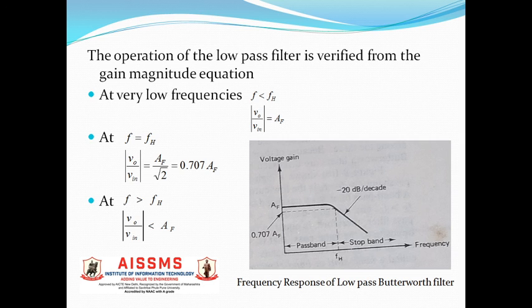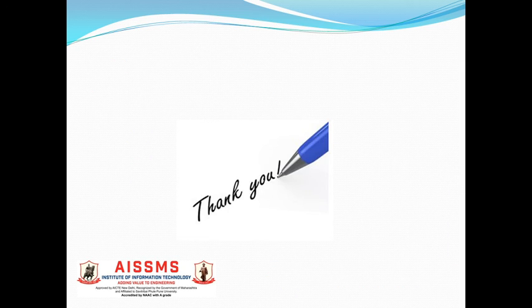Then at F equal to FH, the gain is 0.707 AF. And as the frequency becomes greater than FH, the gain of the filter circuit starts decreasing. That is why it is called the stop band. All frequencies below FH are going to pass through the circuit, so it is called a low pass filter. This frequency also has different names: minus 3 dB frequency, break frequency, or corner frequency. So this is what I wanted to explain today regarding the low pass Butterworth filter.